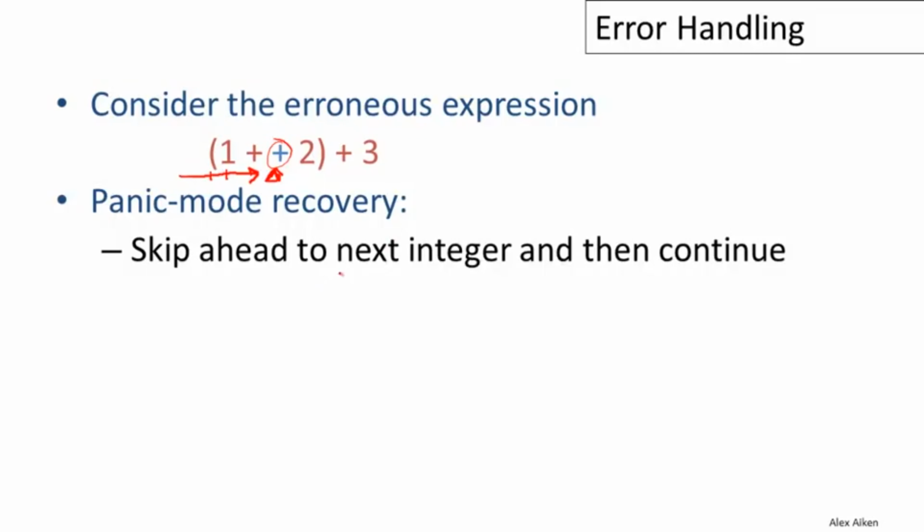And for example, we could say that the policy for this particular kind of error is to skip ahead to the next integer and then try to continue. So it would just throw away the plus in this case, and then it would restart here at the 2, expecting to see another integer, trying to finish off this expression, and it would treat that as 1 plus 2, and then the parentheses would match, and the rest of the expression would parse just fine.